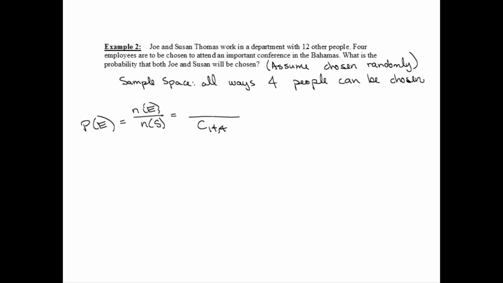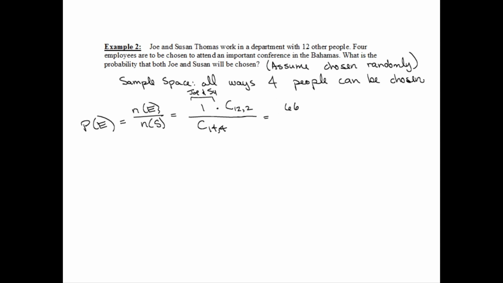So now, to figure out the numerator, how many ways are there to choose Joe and Susan? Well, there's only one way. Either those 2 are chosen or they're not. There's only one way that Joe and Susan can be chosen. So that's 2 people chosen. Now we need to choose 2 more people. How many people are left? 12. How many are we choosing to go on the conference with Joe and Susan? 2. So we get combination 12, 2. We multiply it by 1 because there's one way to choose Joe and Susan.